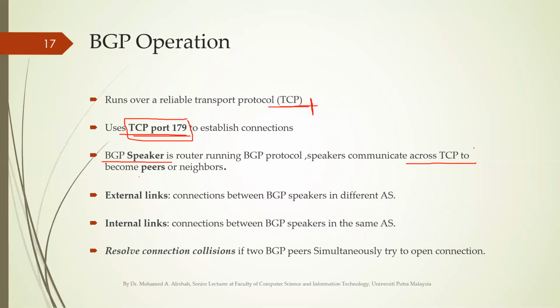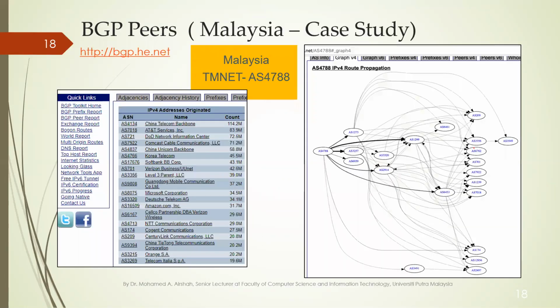BGP resolves connection collisions if two BGP peers simultaneously try to open a connection. Because this protocol is based on TCP, one side has to open the connection. If both sides try to open the connection at the same time, then a collision will happen, and BGP will solve that issue.